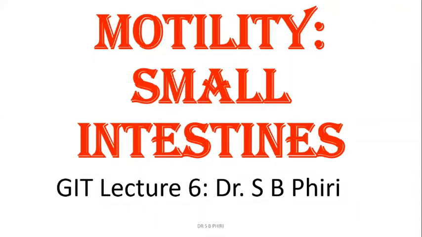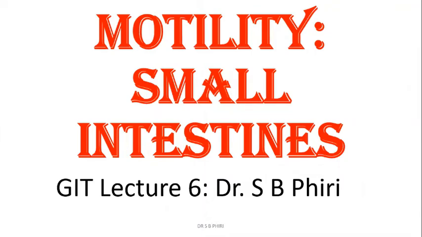Okay, so now we continue with our lecture on motility. If you remember, we started discussing motility in the oral cavity. We discussed the processes of swallowing and deglutition, and how the bolus moves from the oral cavity into the pharynx, from the pharynx into the esophagus, all the way into the stomach, by opening of the upper esophageal sphincter and the lower esophageal sphincter.